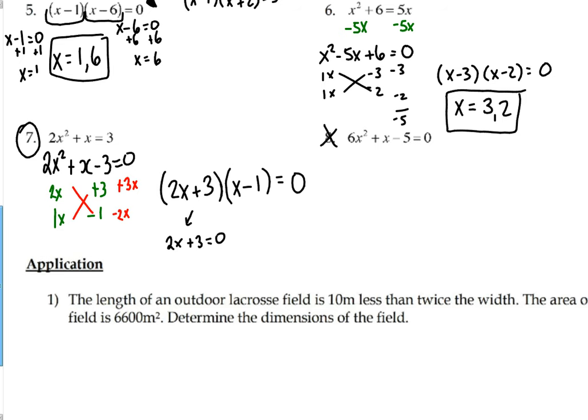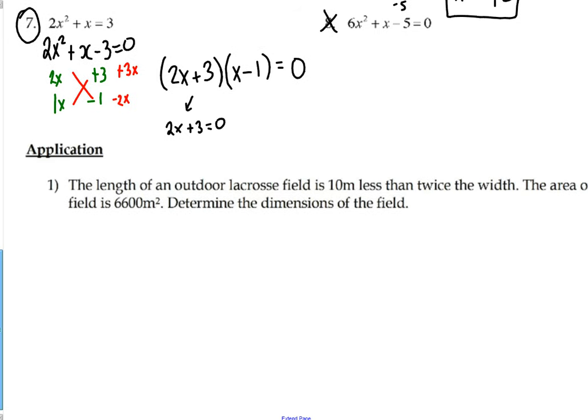Sure. First step, minus 3. So you have 2x equals negative 3, and then divide by 2. x equals negative 3 over 2. Double check that. 2 times negative 3 over 2, what does that equal? Negative 6 over 2, which is negative 3. Negative 3 plus 3 gives you 0.